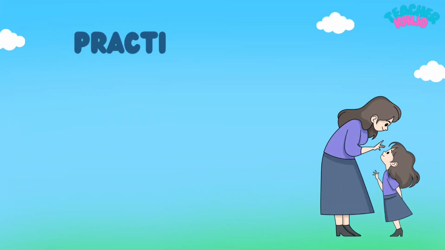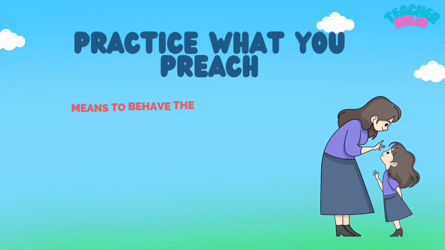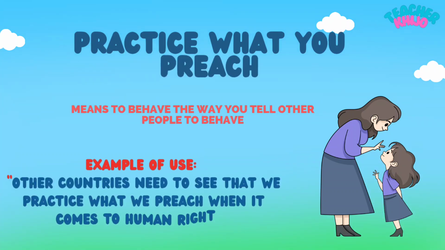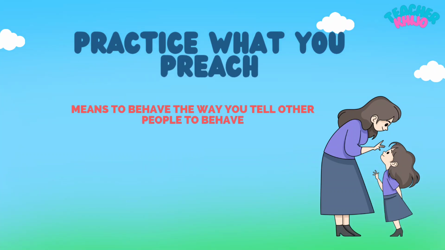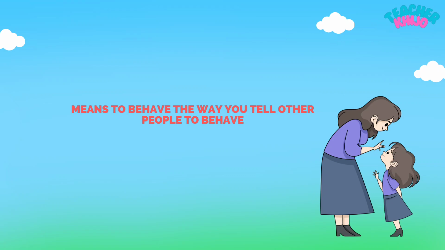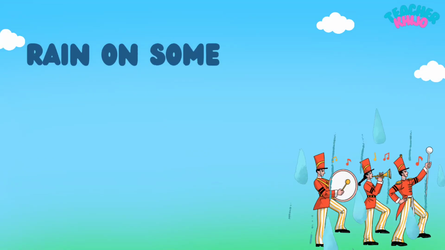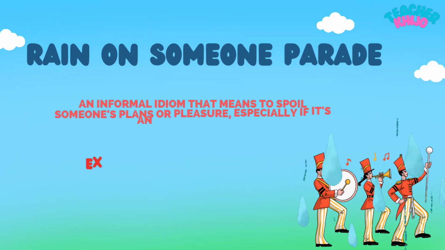And the next one is practice what you preach. It means to behave the way you tell other people to behave. Example of using this idiom: other countries need to see that we practice what we preach when it comes to human rights. And the next is very common: rain on someone's parade.